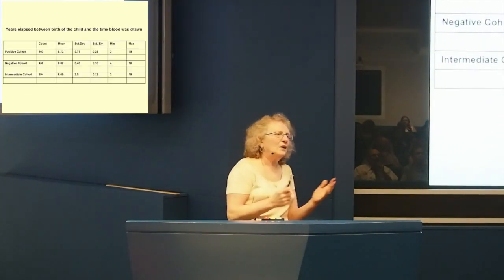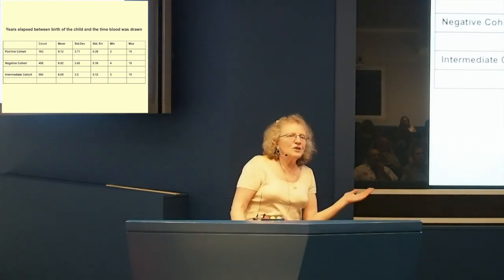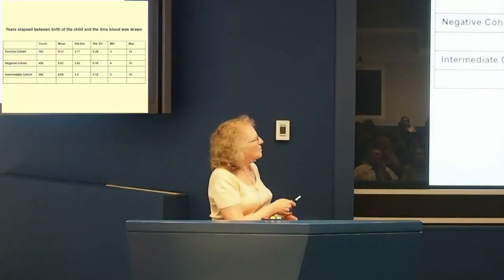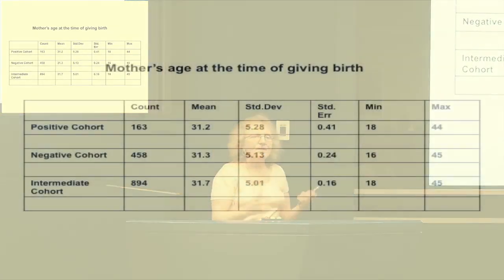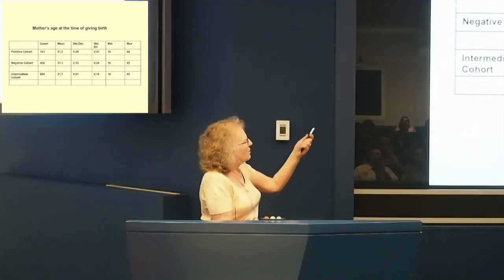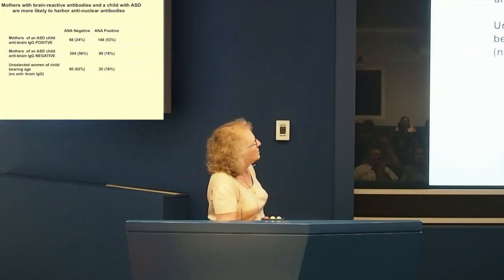When we looked at these moms, there was no difference between the time the child was born and the time the blood was drawn in those that had anti-brain antibodies and those that didn't. There was no difference in the mother's age at the time she gave birth between those who had antibodies and those who didn't.